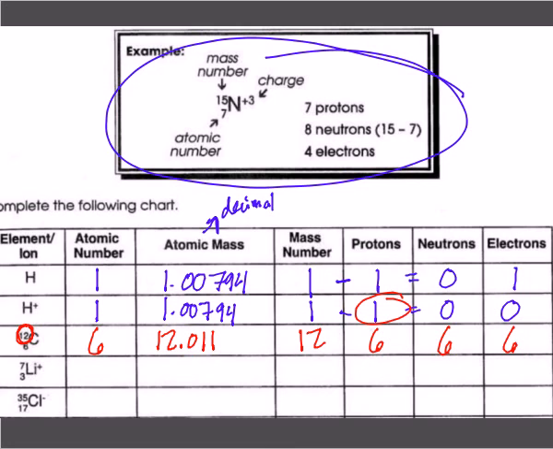How many electrons? How do we know it's going to be 6? No charge. It's neutral. You guys are going to go through and work the rest of these problems on this page. All right? Go ahead and get working with it.